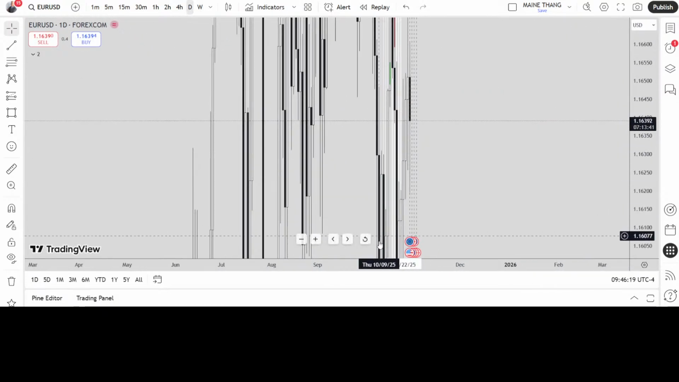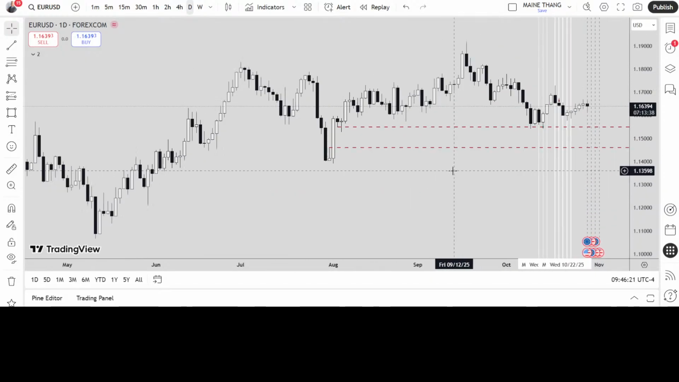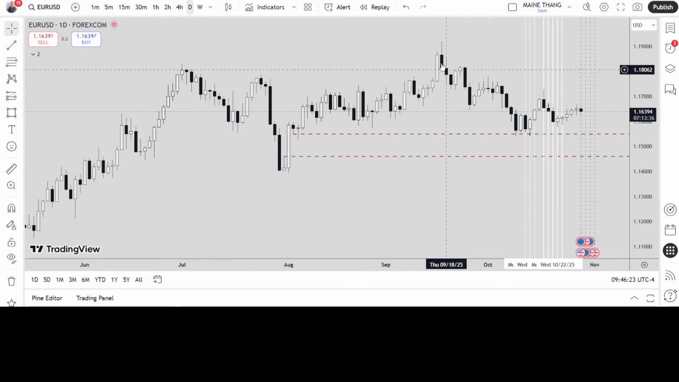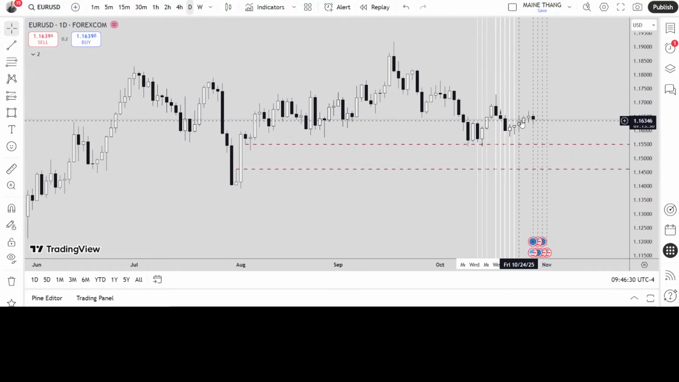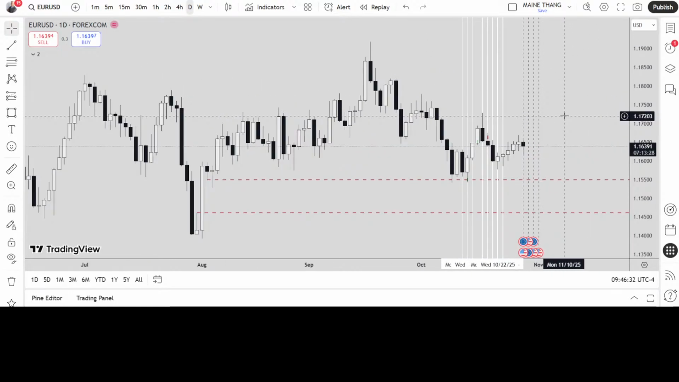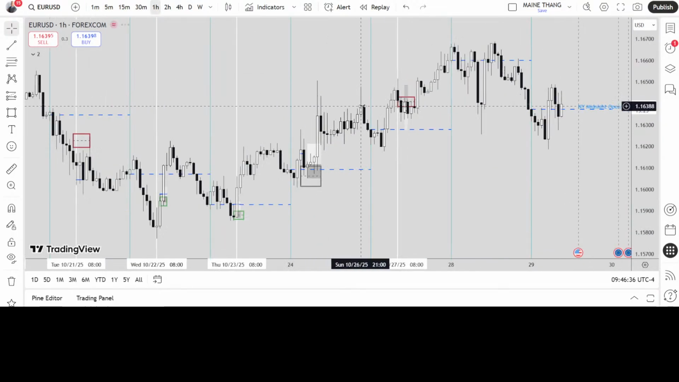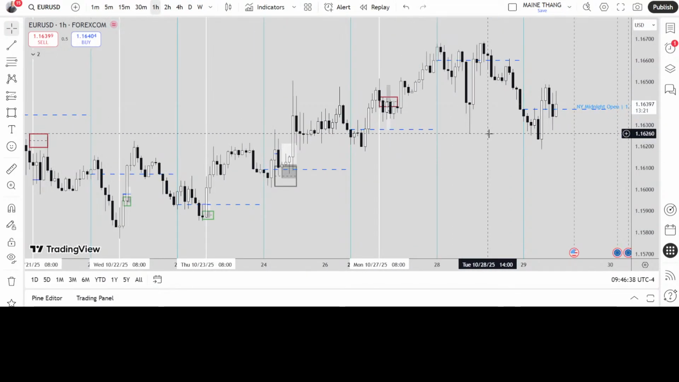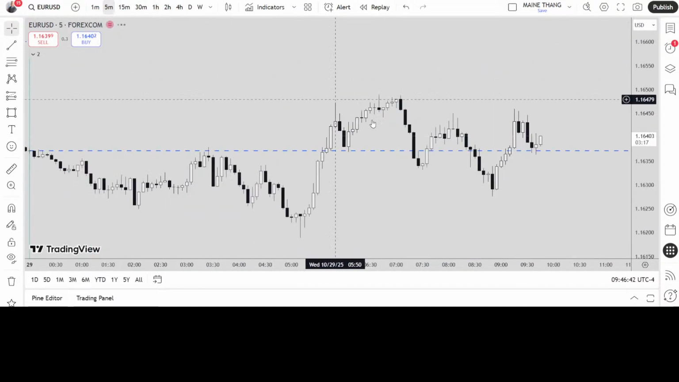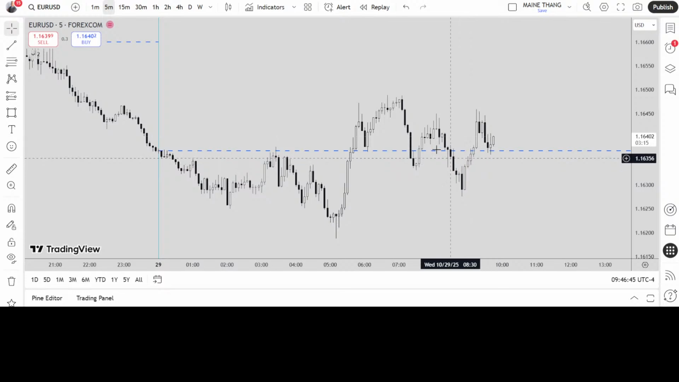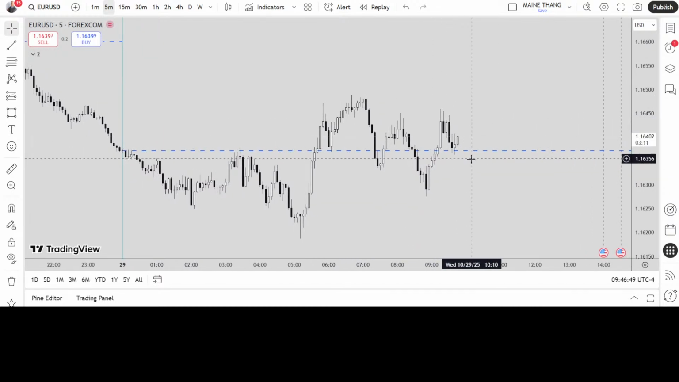Quick top down analysis on Euro. Lower high, lower low, lower high, lower low, lower high. It's kind of in the middle of this pool. Guess you could still look for sells. 1 hour. Rope structure. Wicks. Down.